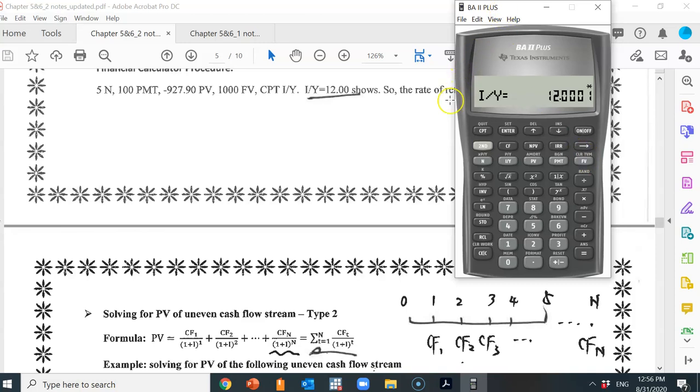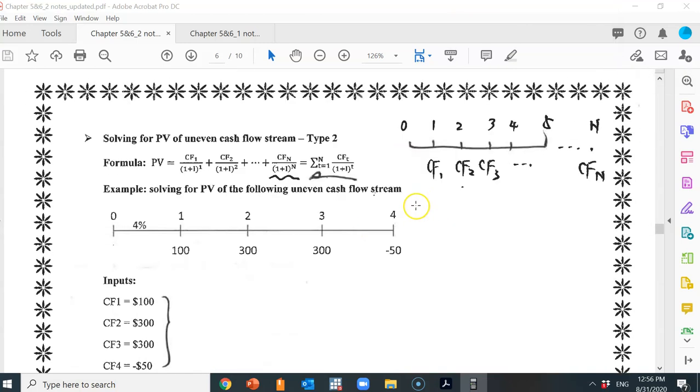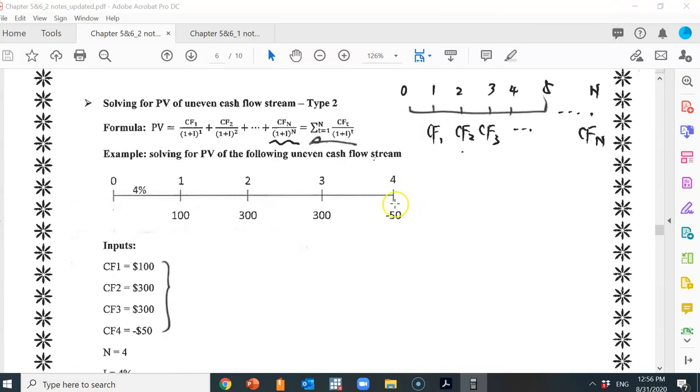Let's go to the second type of uneven cash flow, which is more random. There's no pattern here, no lump sum plus annuity. What we see is just a lot of lump sums. It can be totally random. We can receive different amounts each time at different times.